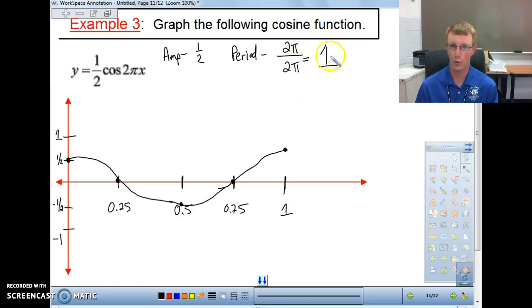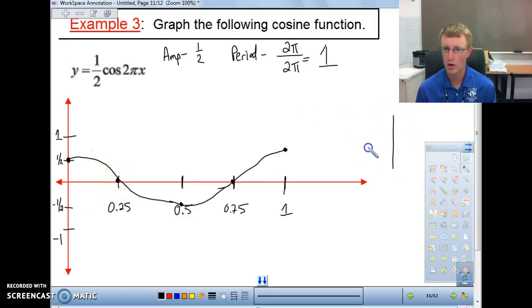If our period was 4, then it would be 1, 2, 3, 4. If our period is 2, it's going to be 0.5, 1, 1.5, 2. If our period is 4 pi, it's going to be 1 pi, 2 pi, 3 pi, 4 pi. Basically, whatever we get for our period, if we want to draw a full cycle of our graph, we just need to break our period up into 4 equal parts, and we know where those major parts are going to be.